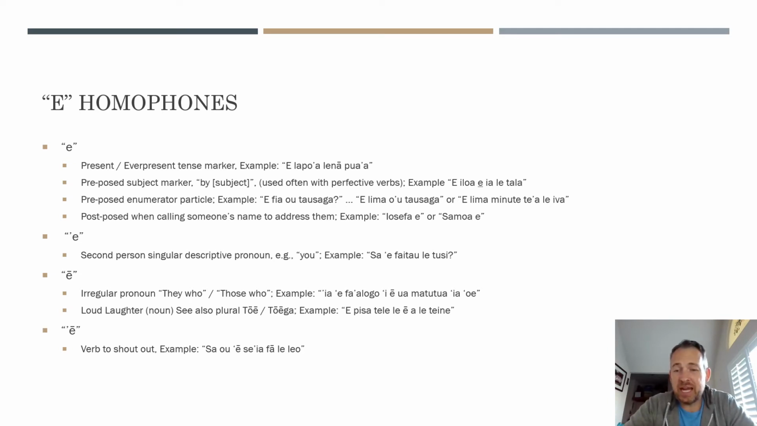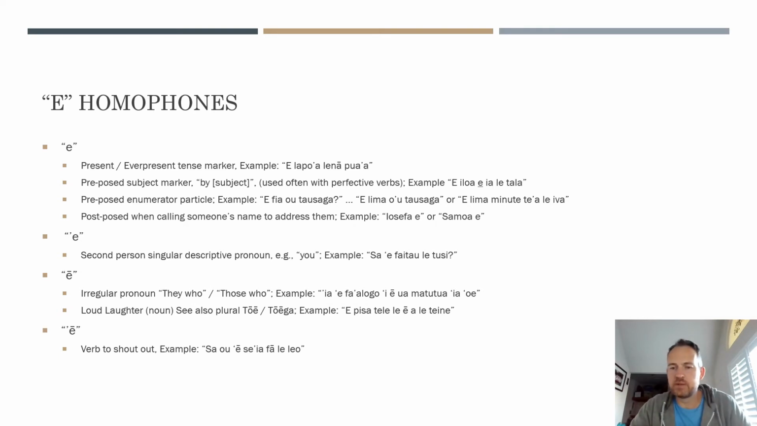And this just means I screamed basically until my voice cracked. So sa is our tense marker, ou is our pronoun, e is our verb here, which is the one that means to shout out. Seia means until. Pa is a verb in Samoan. It just means your voice is hoarse. That's the verb. And then leo means the voice. So sa ou e seia pa le leo. I screamed until my voice was hoarse.